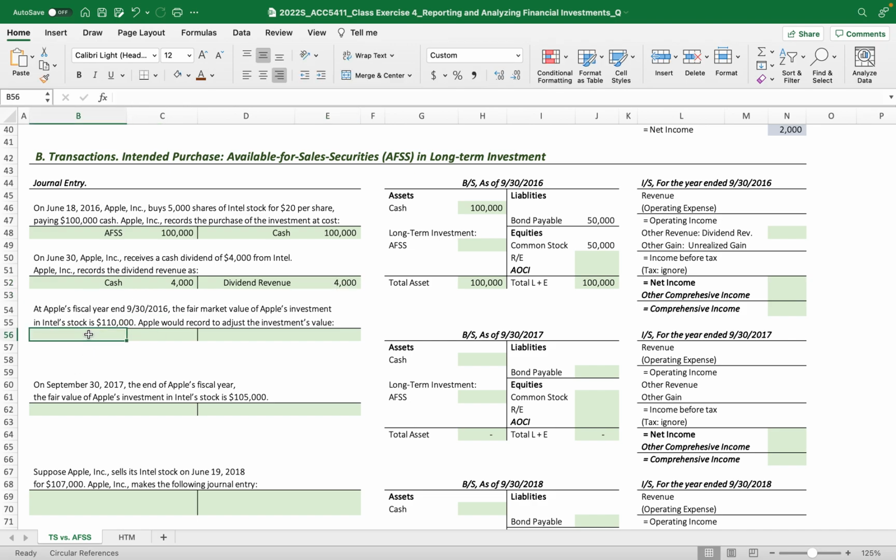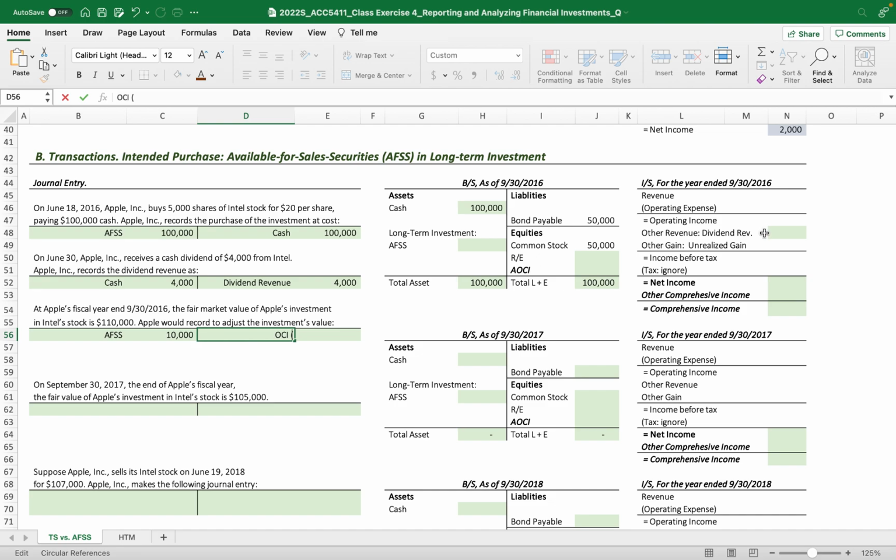Fiscal year end, based on the fair value option, we put the fair value of $110,000 of Intel stock by increasing only 10,000, right? So that AFS is updated $110,000 on the book value as of September 30th, right? And then here, the point is OCI, other comprehensive income account, right? Because the increase of this $10,000 from original cost of this available for sales stock is unrealized gain.